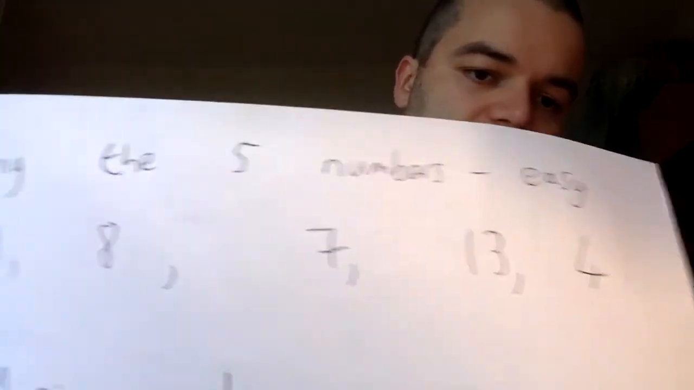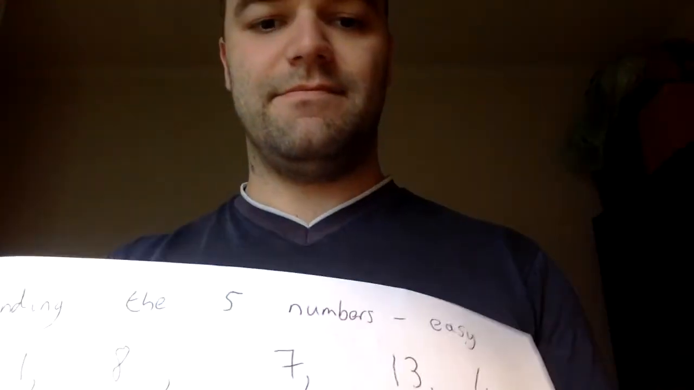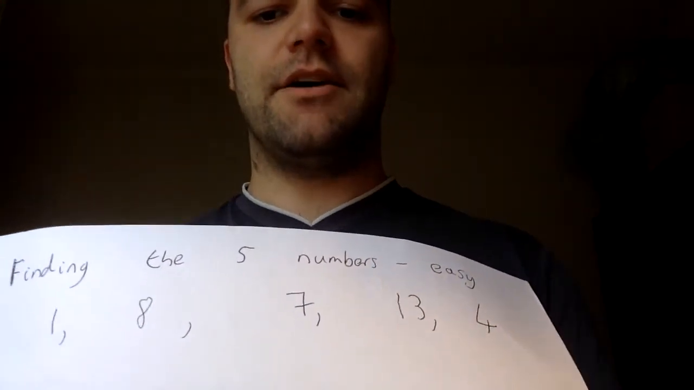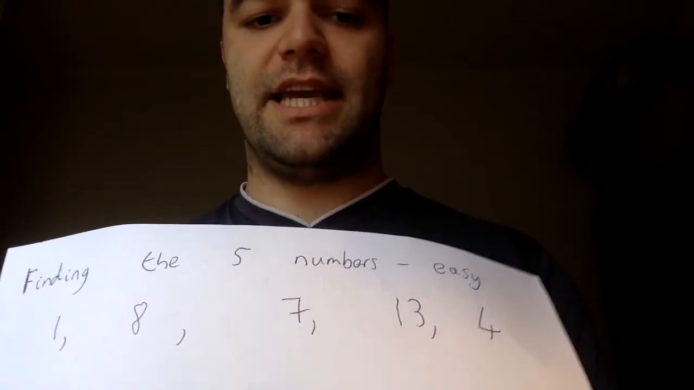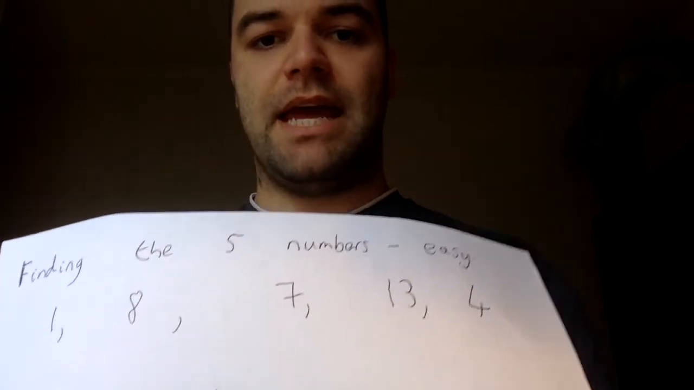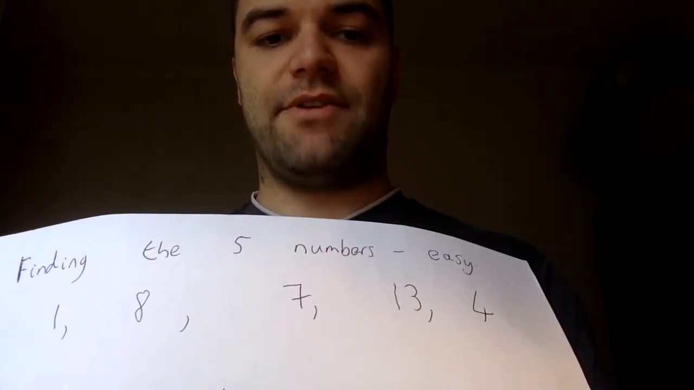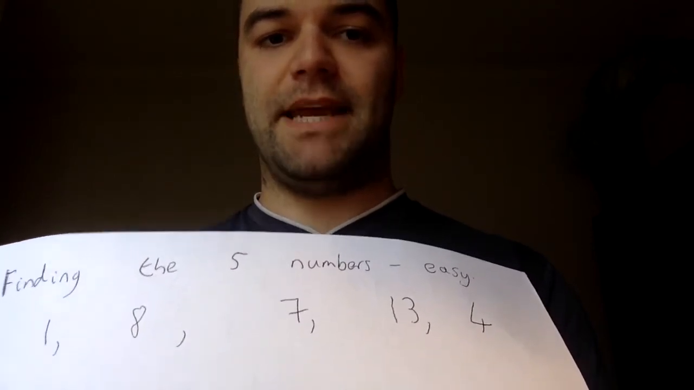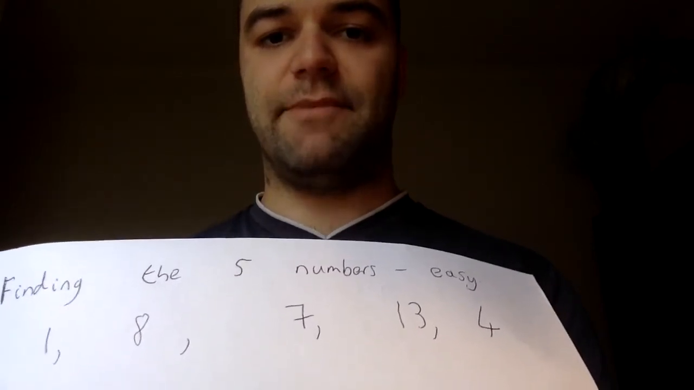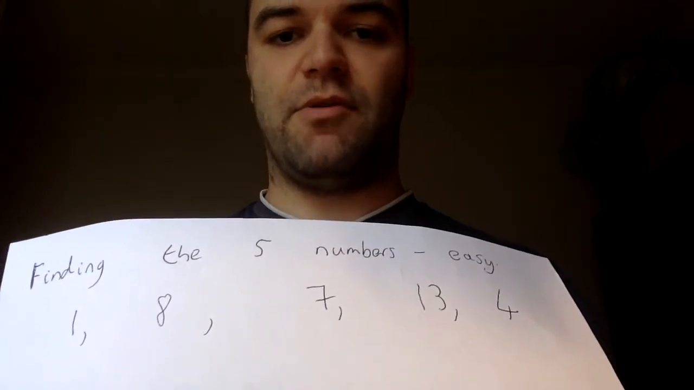So before we can draw a box plot, we've got to make sure that we're comfortable with finding those 5 numbers from a data set. So first of all, I'll just show you these, if they're going to show up on the camera. There we go. So I've got there the numbers 1, 8, 7, 13, and 4. So maybe in a second, if you just want to have a go at finding the minimum, the Q1, the median, the Q3, and the maximum, maybe just pause the video and have a quick go at working that out.